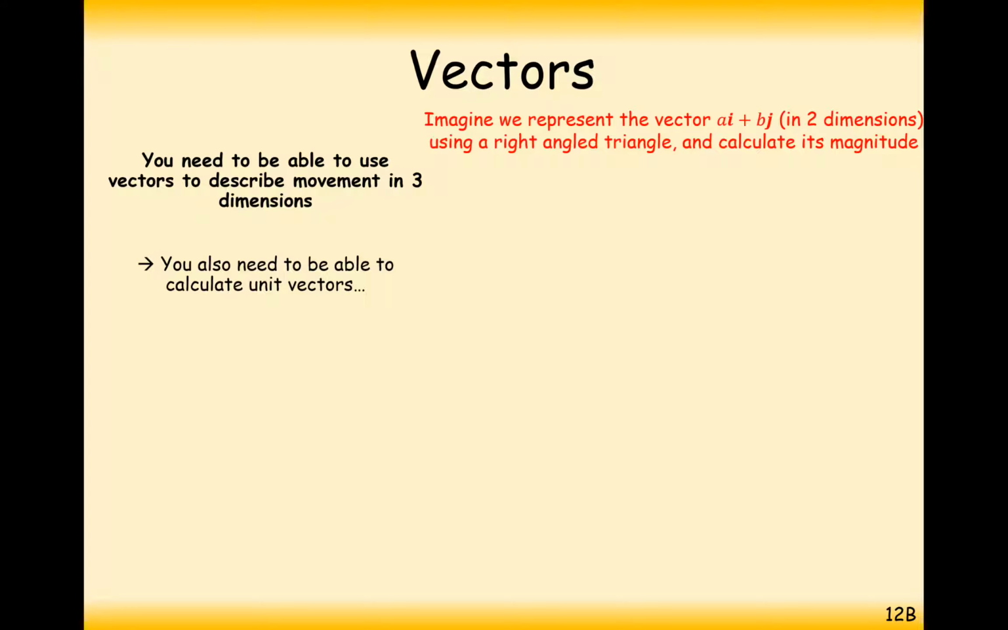Okay, so we also need to be able to calculate unit vectors. Now, a unit vector is a vector with a distance of 1 if you just follow that vector across. Effectively, if you were to get your measuring ruler out and measure the length of that vector, no matter which way its direction is, you will get a distance of 1.